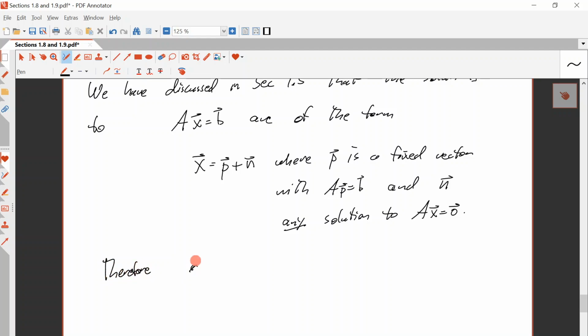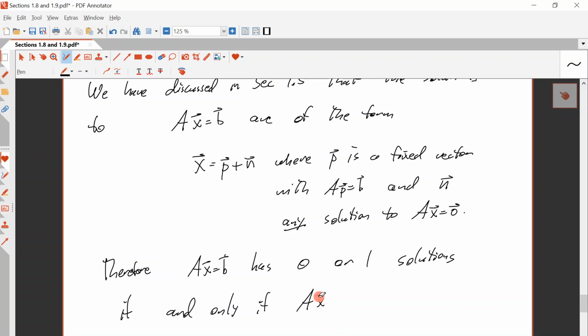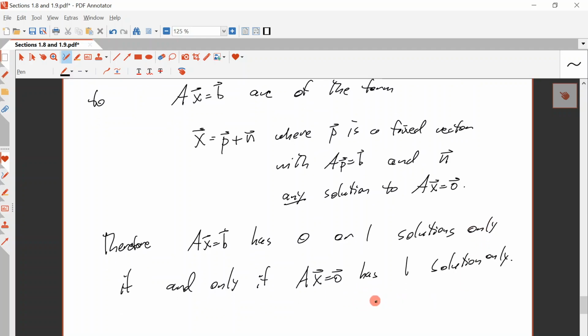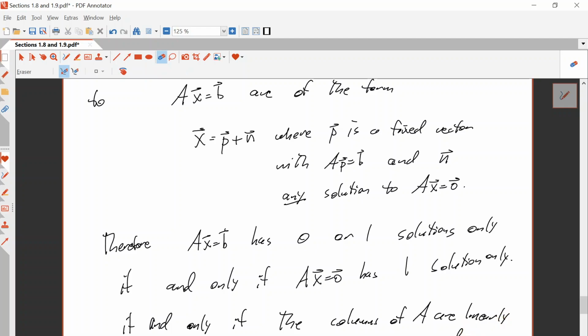AX equal to B has 0 or 1 solutions if and only if AX equal to 0 has 1 solution only, if and only if the columns of A are linearly independent. So there's the theorem.